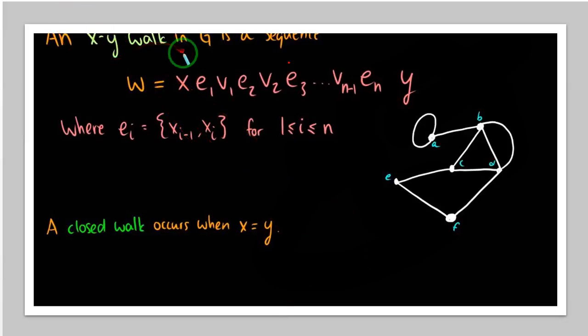So an XY walk in a G is a sequence. What is a walk? Walk means you are moving from this point to any other point. So when you are moving, it means you are walking. So we are saying that XY means, let's see, this is your X point. Let's consider this is your Y point. So you are moving from X to Y.